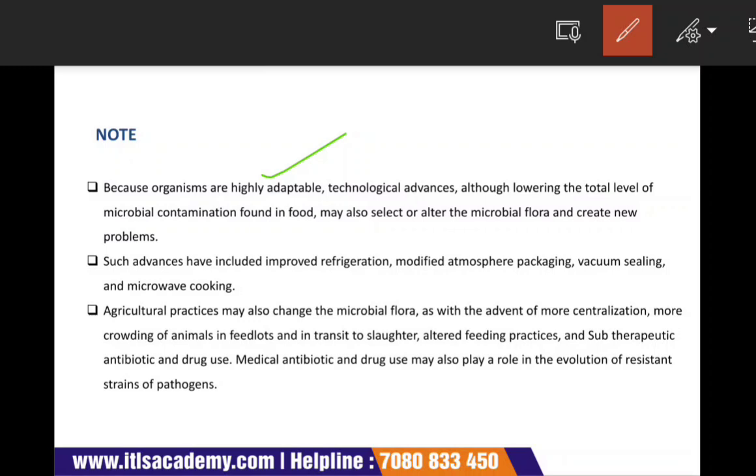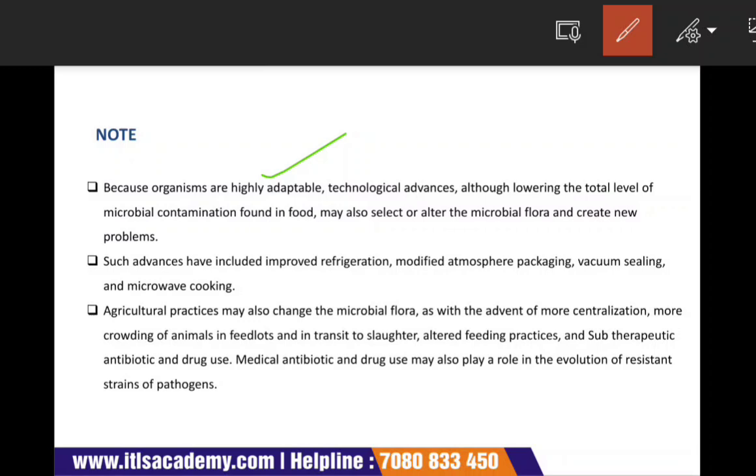So see, nowadays, as the population is increasing, there is more and more demand for food. To meet the demand and avoid contamination, different industries are using different advanced technologies. But still, microbial contamination is a serious problem that every industry is facing. Such advances include improved refrigeration. To avoid microbial contamination, industries are using more and more advanced refrigeration techniques.